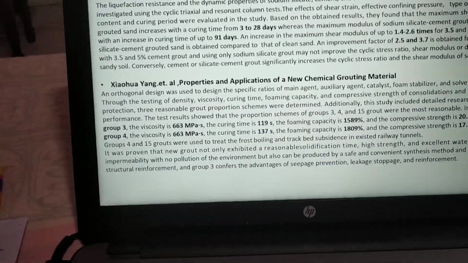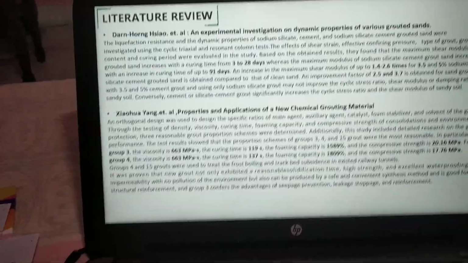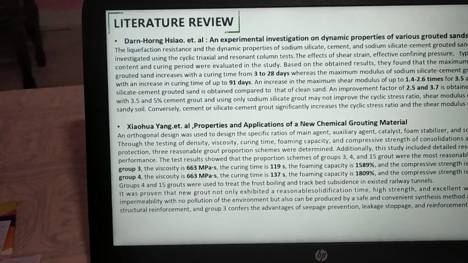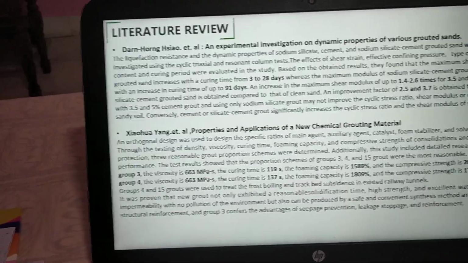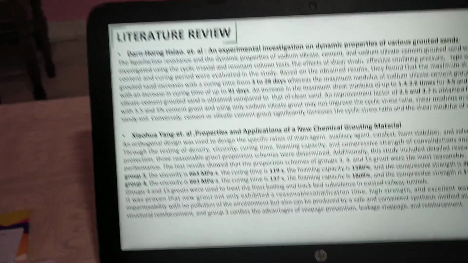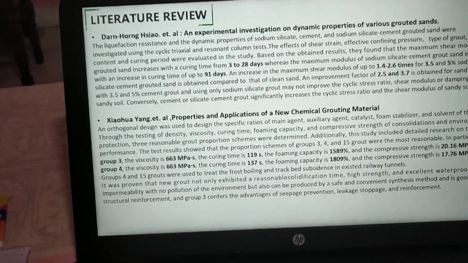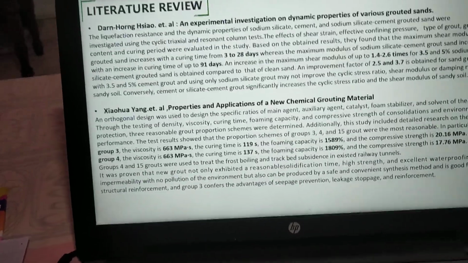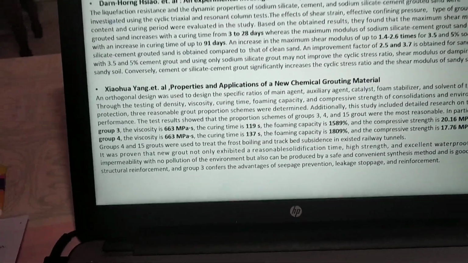Coming to the second paper, it was about the properties and application of a newly developed chemical grouting material, which was done in 2019 by Xiao Yang et al. They developed an orthogonal design in order to use specific ratios of the main agents, the auxiliary agents, and the catalysts and foam stabilizers to predict and test the values for density, viscosity, curing time, and the foaming capacity of the grout.